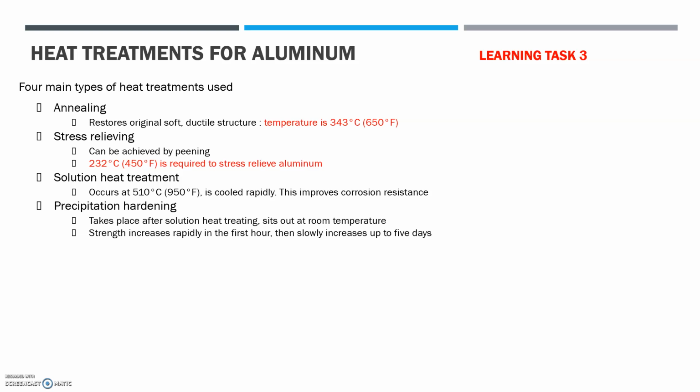For stress relieving, bring the material to a temperature of 232 degrees Celsius, or you can peen the weld after you're done welding. Solution heat treatment at 510 degrees improves corrosion resistance, and precipitation hardening happens after solution heat treating by sitting the material out at room temperature. For this, strength will increase rapidly in the first hour, and then over a 1 week time period, it'll slowly increase.